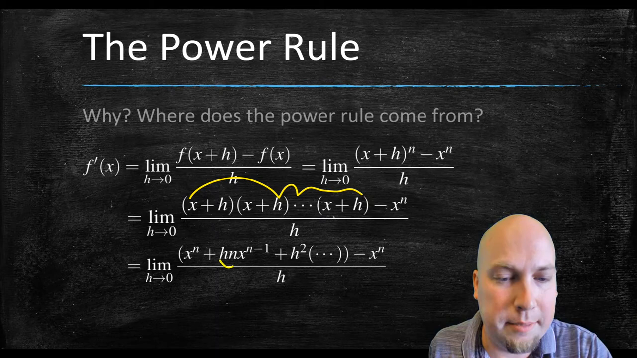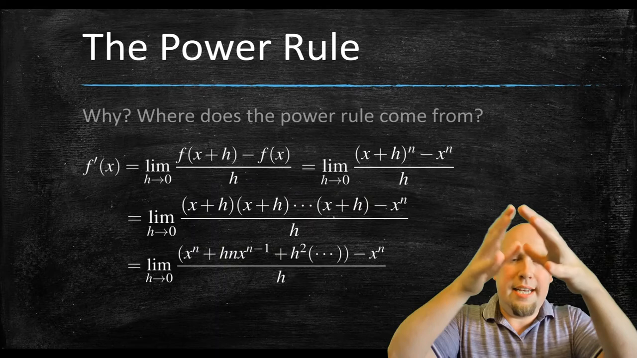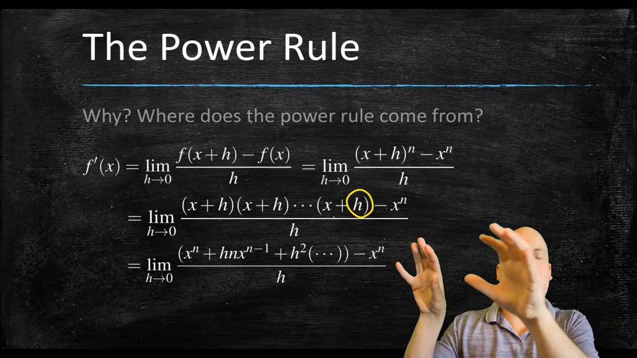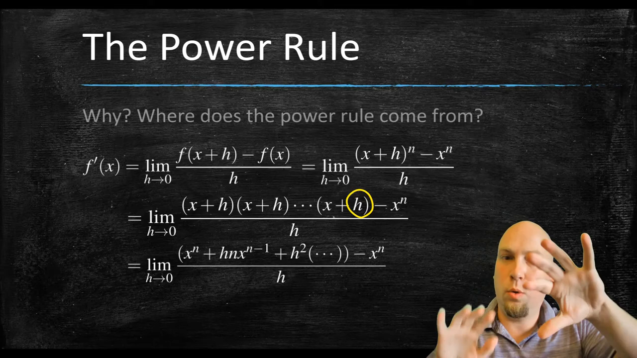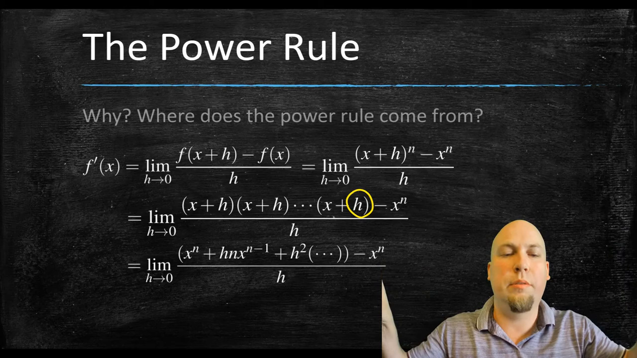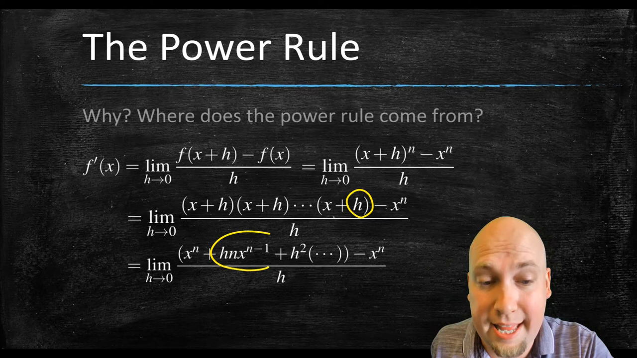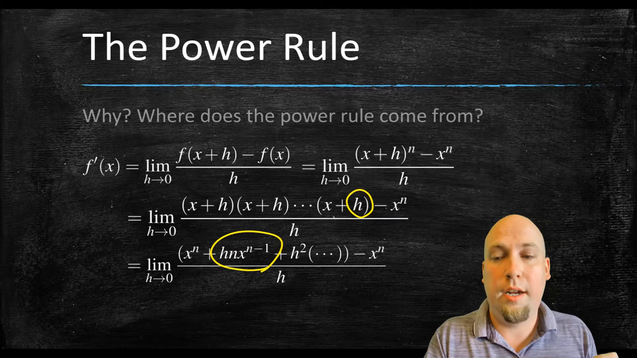Okay, and I can actually do that in n different ways. I can pick h from one of these n different brackets and choose x from all of the rest of them. I can choose h from the first bracket or h from the second bracket or h from the last bracket, okay? So I have n choices there, and each one of those n choices will give me an h times x to the power n minus 1 term. So overall, I have h times n times x to the n minus 1, right? Because I have n different ways that I can get that term. All right, so that's the hard step of this proof.